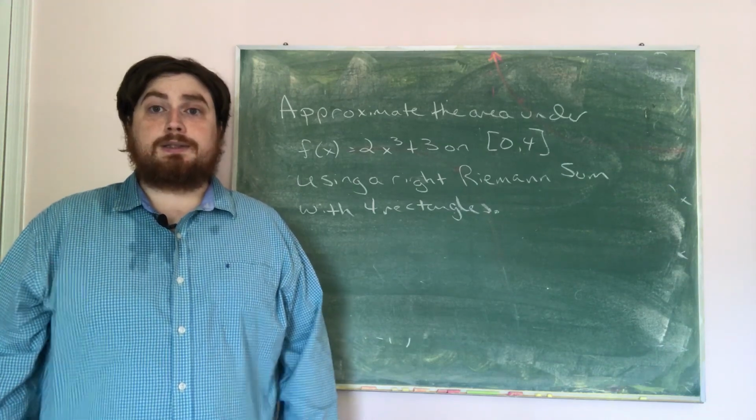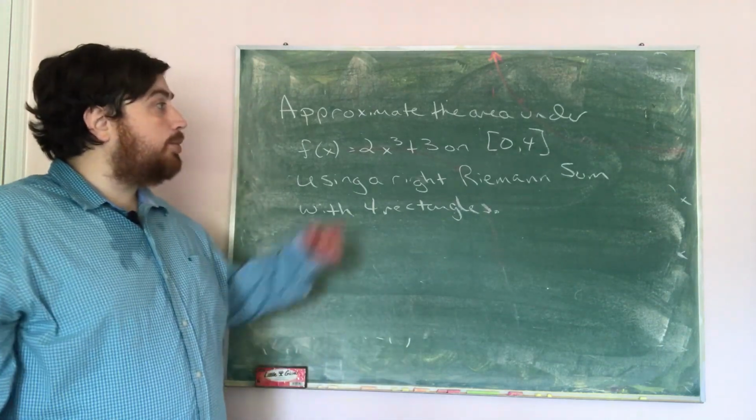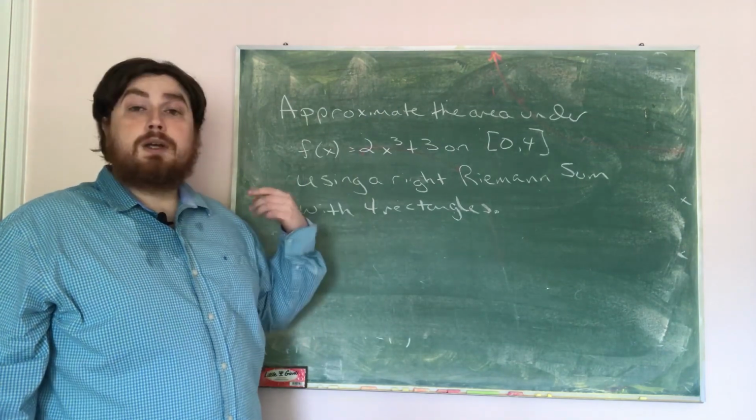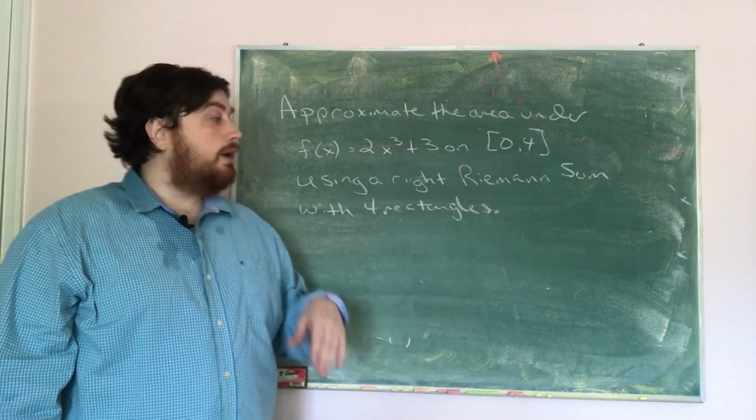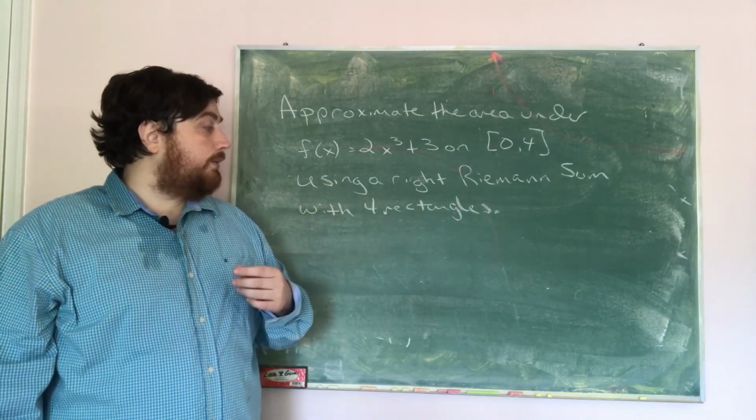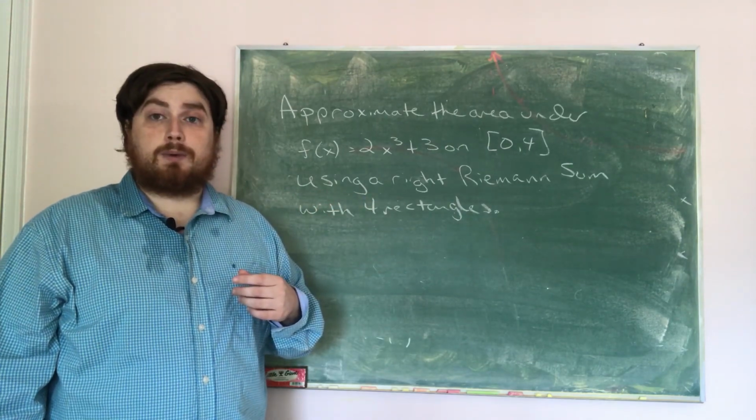Hello mathematicians, thank you for joining me again today as we try to approximate the area under the curve of y equals 2x squared plus 3 on the interval 0 to 4, and we're going to do that using a right Riemann sum approximation with 4 rectangles.